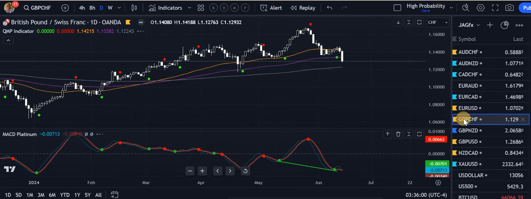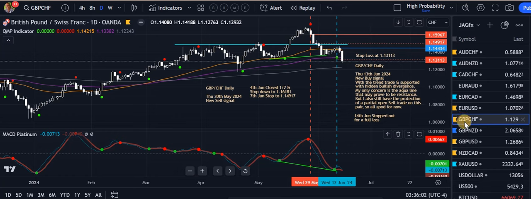Pound Swiss. Now, this highlight in orange, I wanted to talk about a couple of things here. All right, still in this sell from the 30th of May. So that's up here. So there's your sell. And that's gone nicely. 4th of June, closed half. So I'm thinking that might be on the open of this candle. I've dragged my stop right down. Stop's there above this sort of resistance. It was resistance. Did it come? Yeah, it's now still resistance again. So I can't lose on the sell.